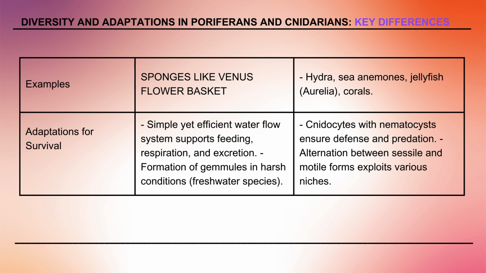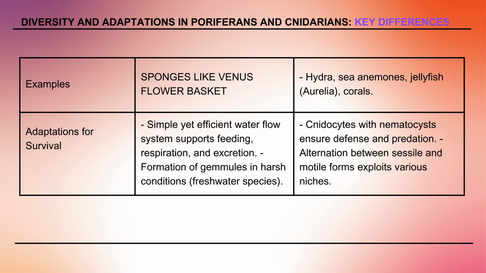Talking about their adaptations for survival, sponges, as we know, have a variety of species, all of which rely on an efficient water flow system to survive. Some freshwater sponges can form gemmules, special structures that help them survive in harsh conditions.